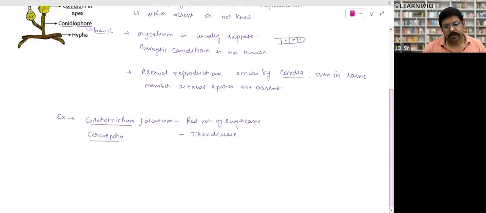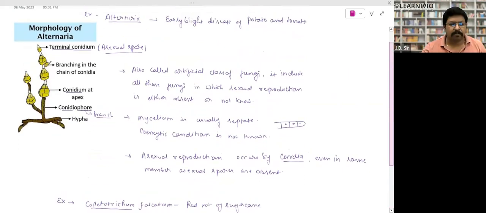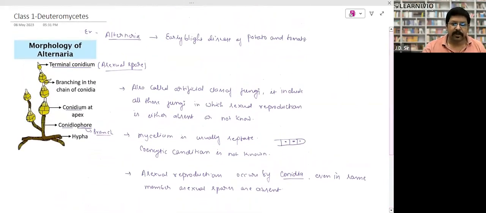Right. So this was all about the Deuteromycetes fungi. Let me know if you have any doubt in any question in your mind, then I will start with another class. Tell me any doubt. And these are the only points which you need to remember.